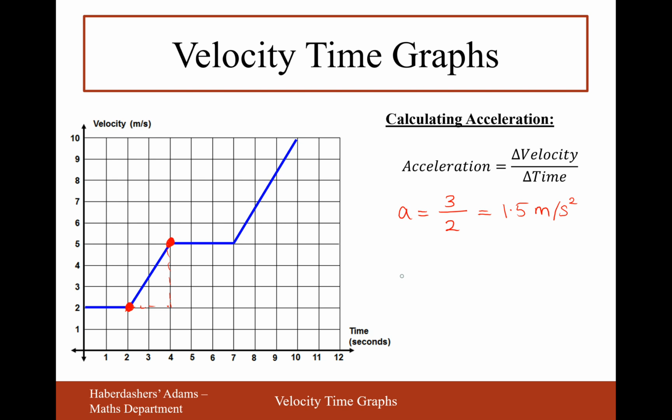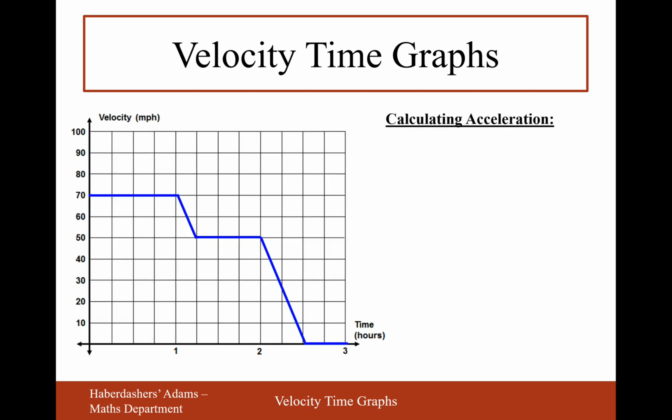Now in the second section here, we'll work out the acceleration for part D. That has a change in time of 3 seconds and a change in speed of 5 meters per second. So 5 meters per second divided by 3 seconds, and that's going to be 1.67 meters per second squared. So that's how we calculate acceleration. It's just difference in y divided by difference in x. Very similar to the speed calculations on a distance time graph.